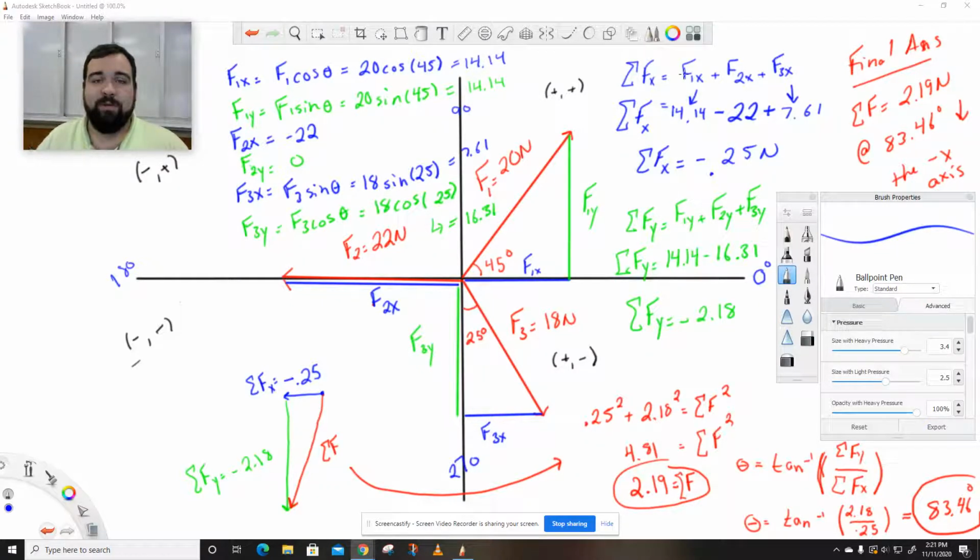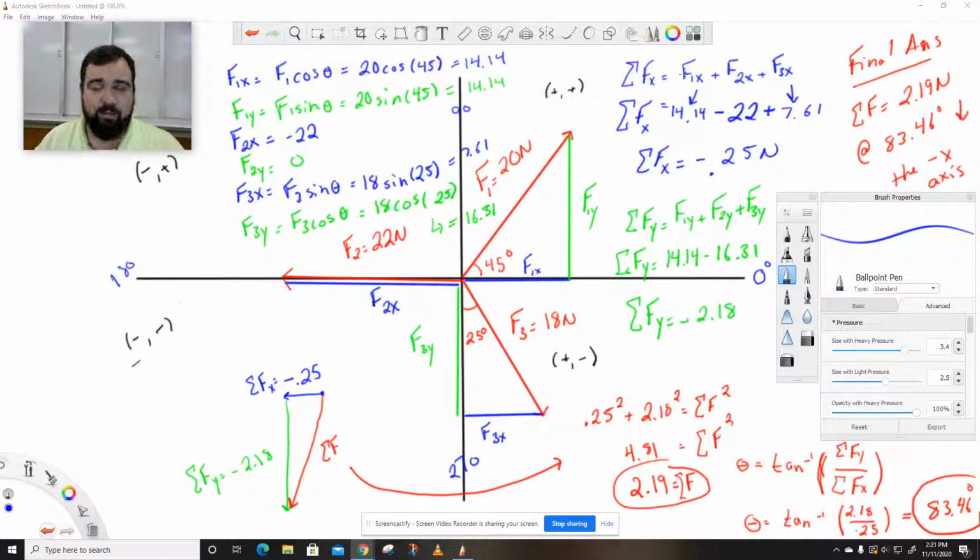After you get that, you want to figure out the net force in the x direction and the net force in the y direction. So the net force in the x, you want to sum up your Fx's. F1x and F3x are in the positive direction, so they are positive values in that equation. The F2x is negative, so that means it's a negative 22 in there. So that comes up with a negative 0.25 newtons as the overall F net in the x direction.